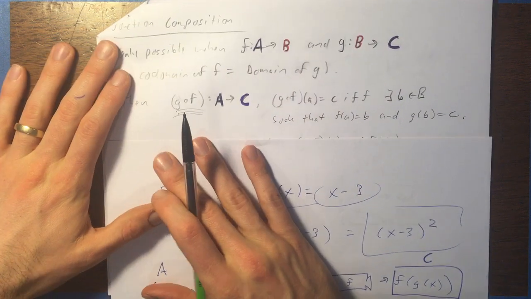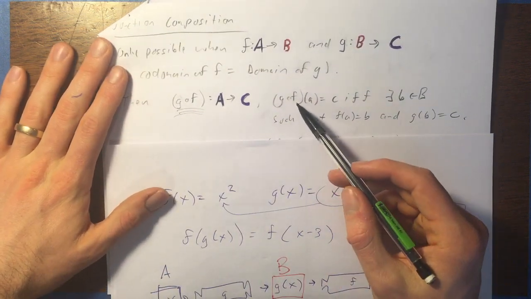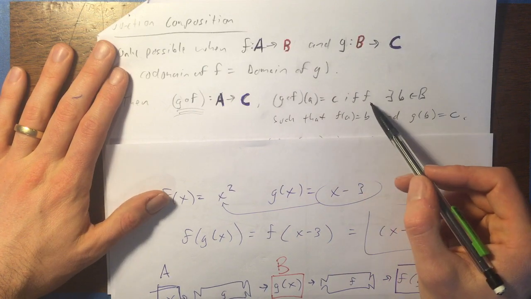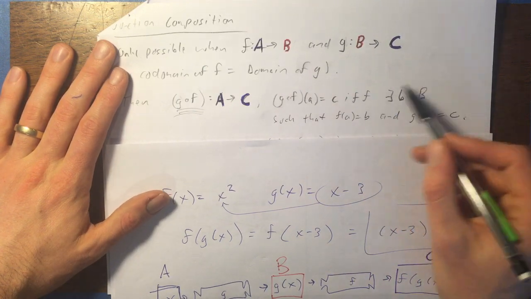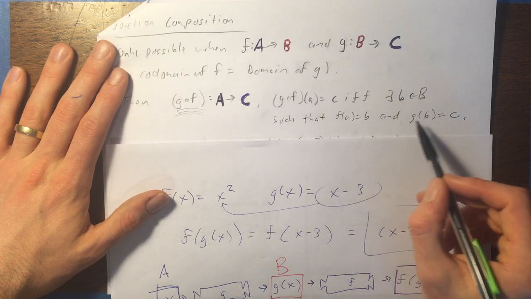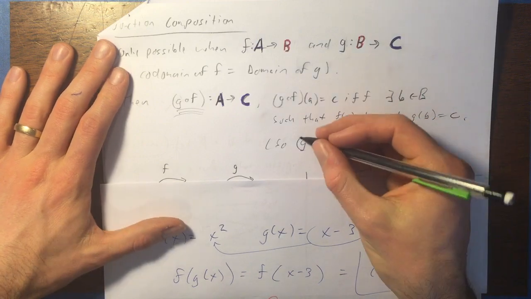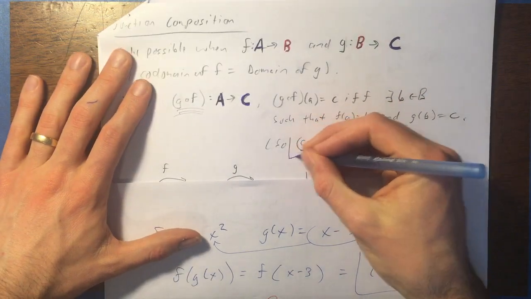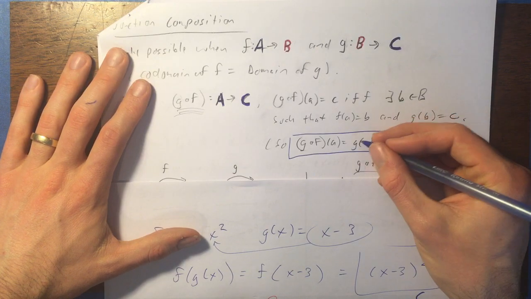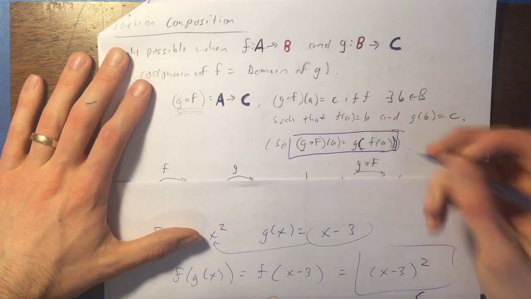So here's how you define it. G composed with F evaluated at an element A is equal to C if and only if there exists some element in the middle, some element B, such that f of A is B and g of B is C. So essentially that's saying what we're used to seeing, which is g of f of A.